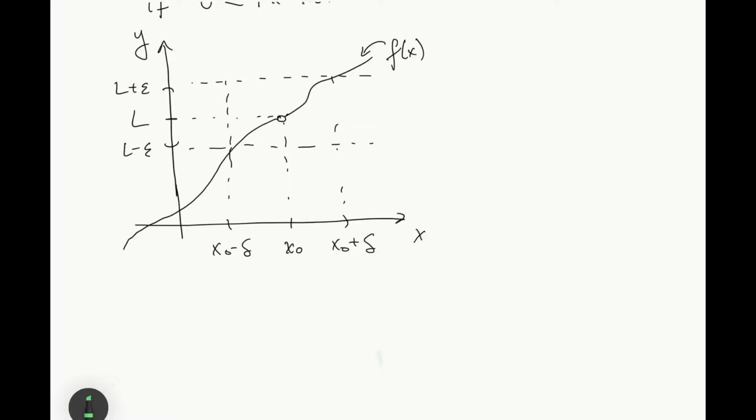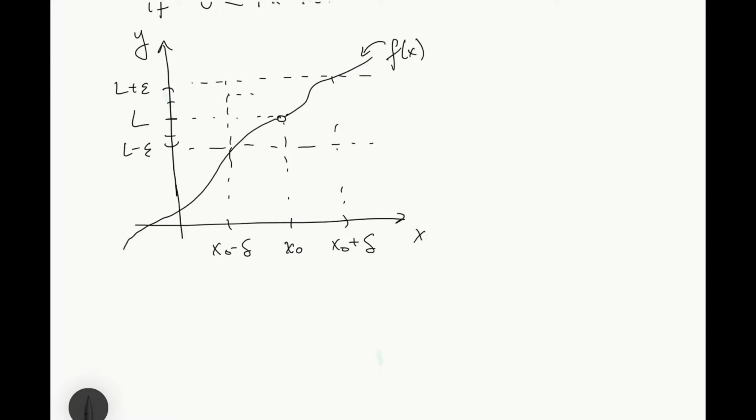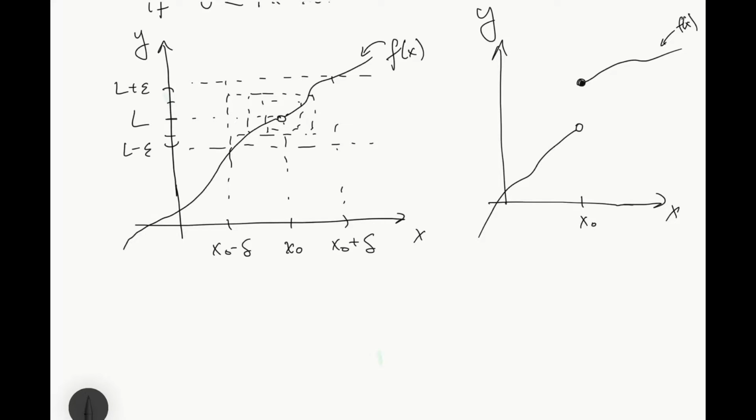Furthermore, as we make our epsilon smaller, thus reducing the interval, we should be able to make our box smaller and smaller and still find the function in the vicinity of its limit. To illustrate it further, we can look at a function whose limit does not exist at x naught. In this case, we would be dealing with a discontinuous function.